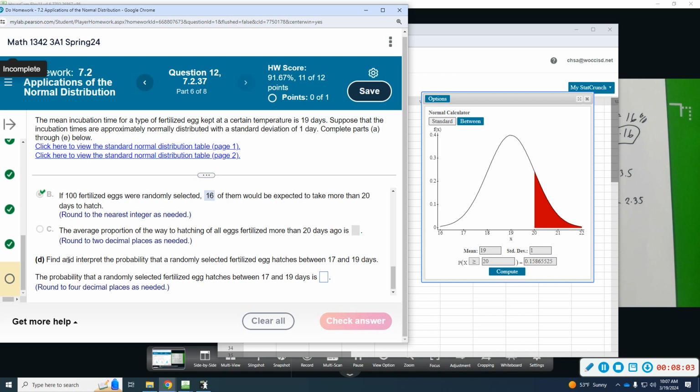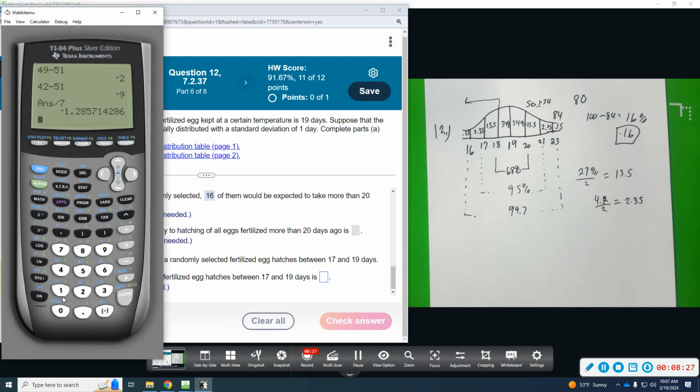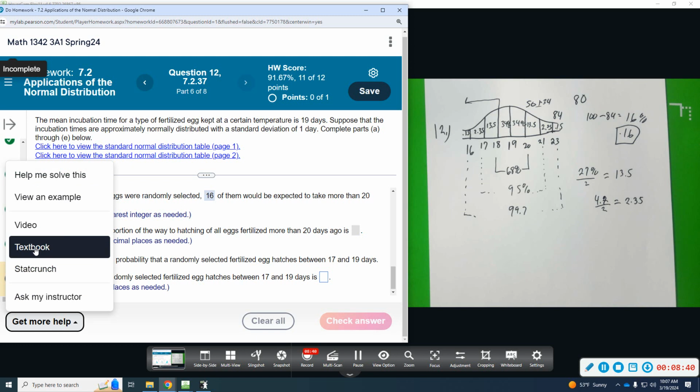All right, we're going to find and interpret the probability that a randomly selected egg hatches between 17 and 19. Okay, so between 17 and 19. So here to here, I can just add up these two probabilities using the empirical rule. So the 13.5 and 34 gives 47.5.